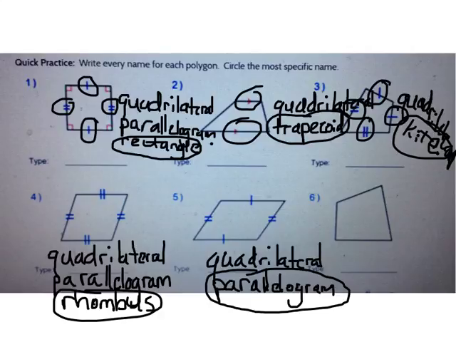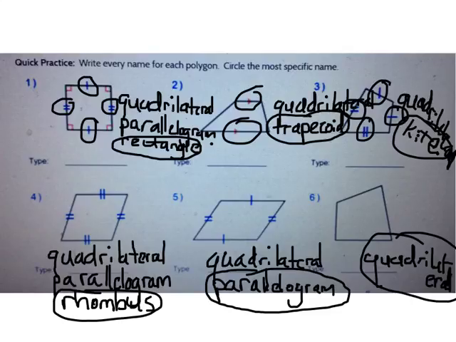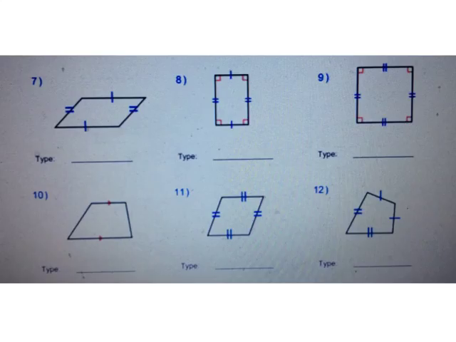Now you try number 6. Number 6, the only name that works is quadrilateral. It has 4 sides, but it's not any of our special kinds. For numbers 7 through 12, give the best name for each quadrilateral. What's the best name for number 7? What's the most specific name? Number 7 is a parallelogram.